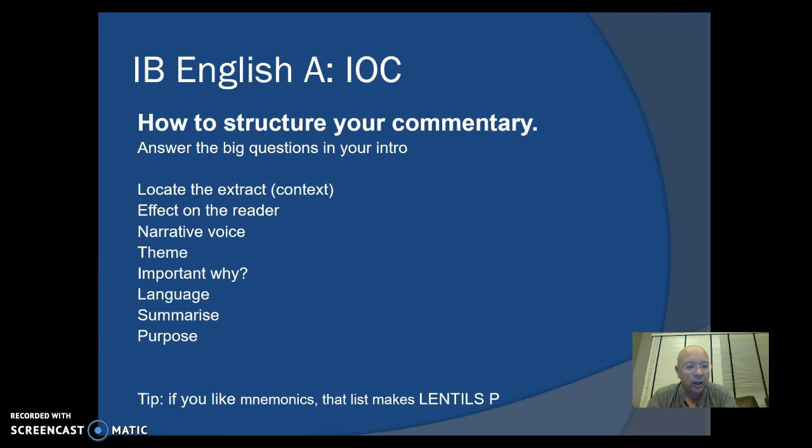If you like mnemonics, you can see at the bottom there, that list, the initial letters make lentils P. I couldn't come up with anything more catchy, but hopefully that will fix in your brain, and you can use some of those when you're doing your intro. So your intro probably wants to take about 2 or 3 minutes, and to go through those things, make it really clear to the examiner you know where you're going with this.